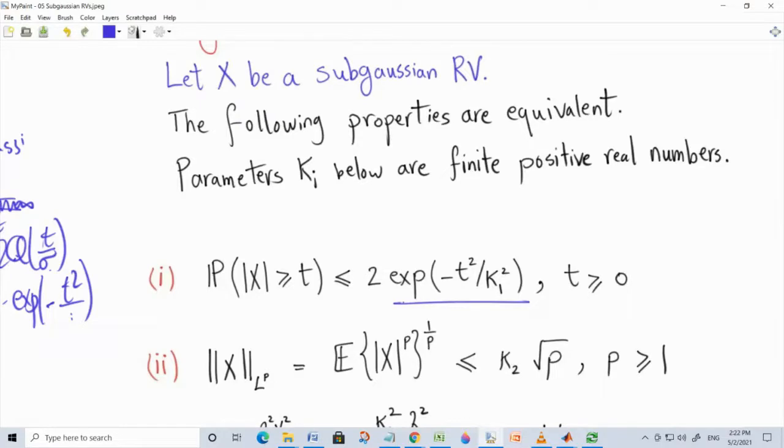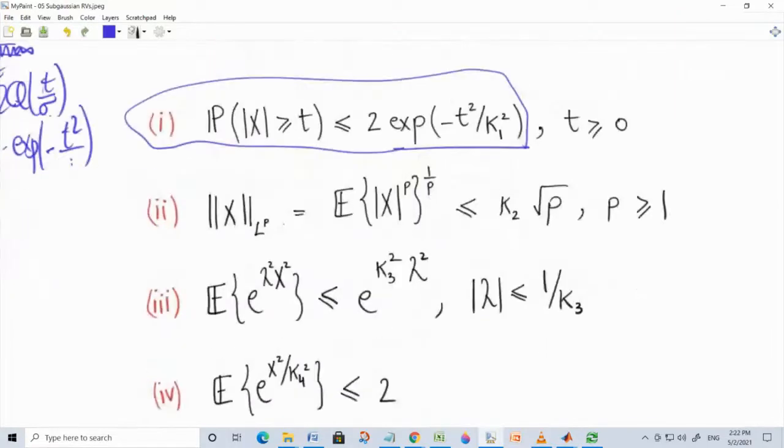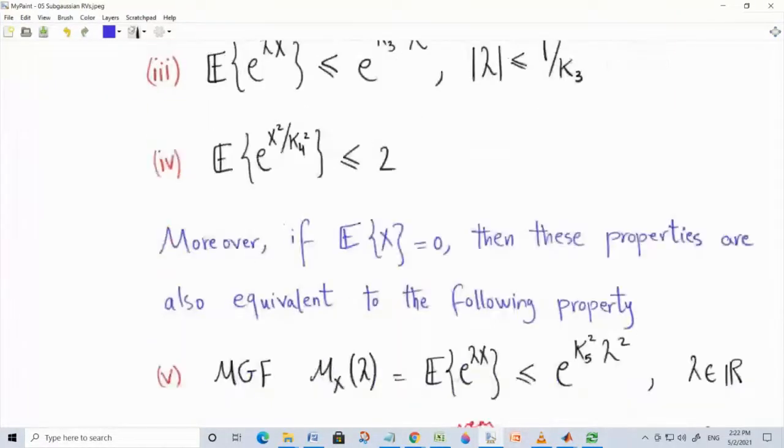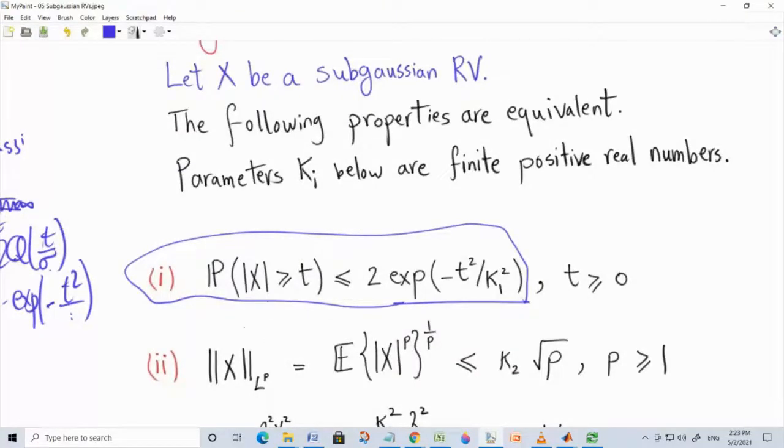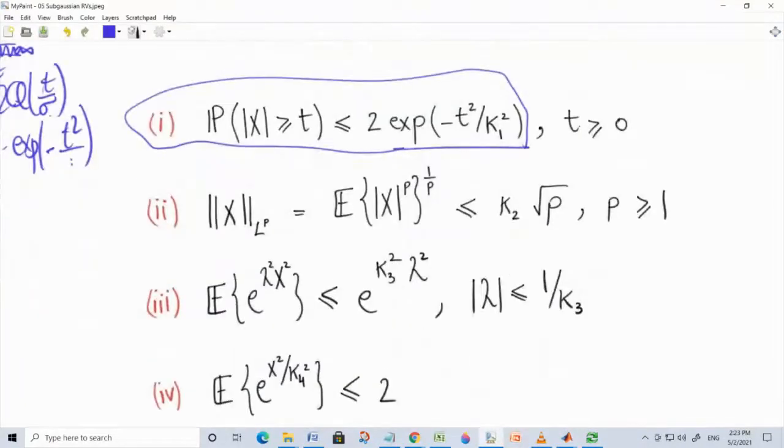If you check this property here, which is about the probability that the absolute value of X is greater than or equal to some threshold T, and it holds for your random variable, then your random variable is sub-Gaussian. And all the other properties, 2, 3, 4 and 5, are also applicable. In other words, the properties you find here are equivalent. Each one of them implies the other. So to show that something is sub-Gaussian, you just need to take one of those properties and verify that your random variable satisfies it, and you are done.